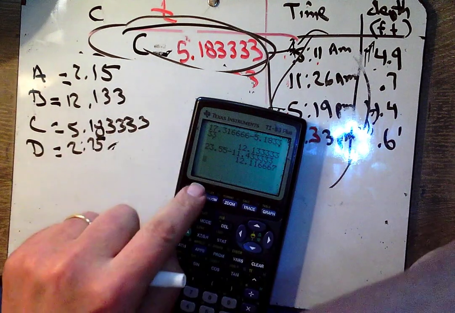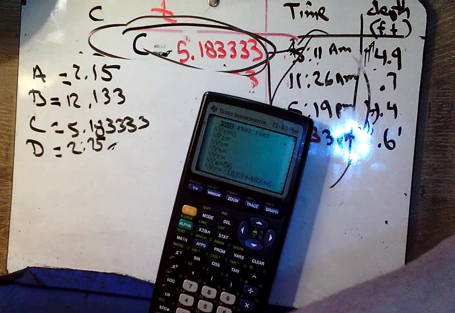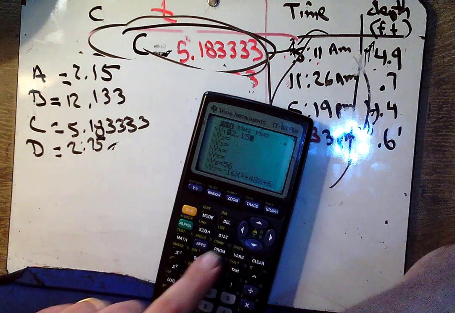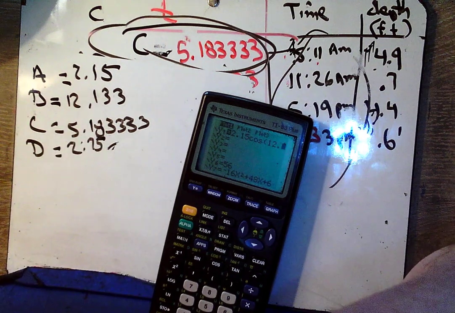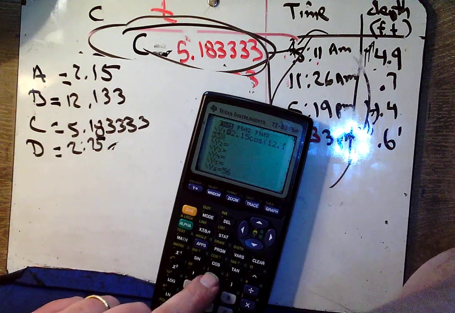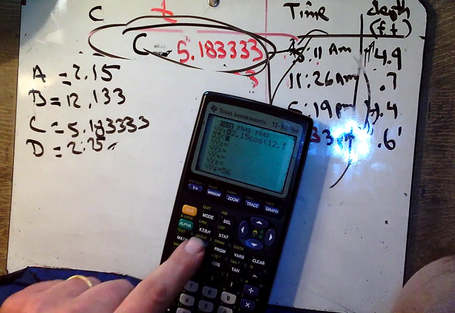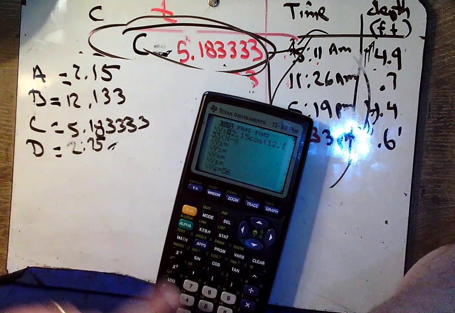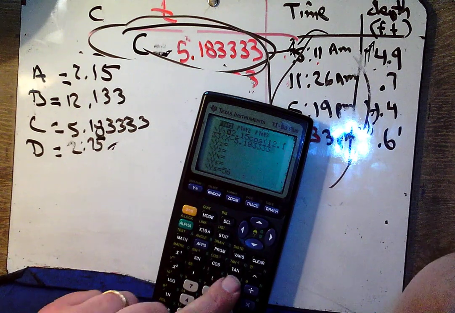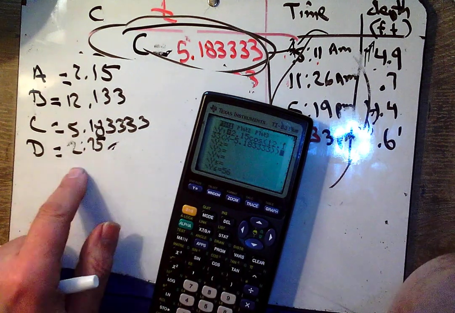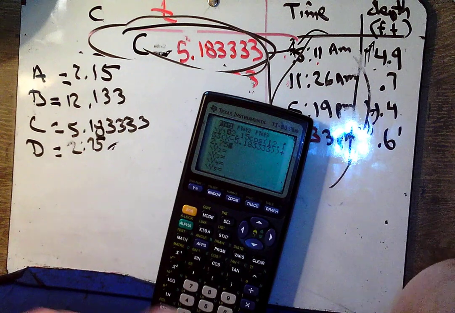Remember, when we go backwards, we use the double parentheses. So I have 2.15 cosine of the B value, 12.133, another parenthesis, x minus 5.18124, close 1, close 2, plus 2.75.